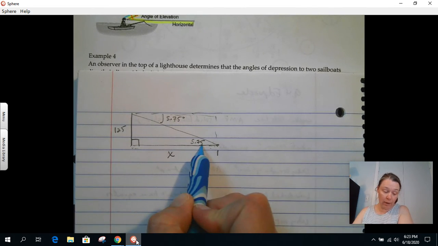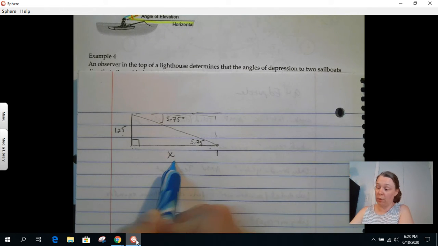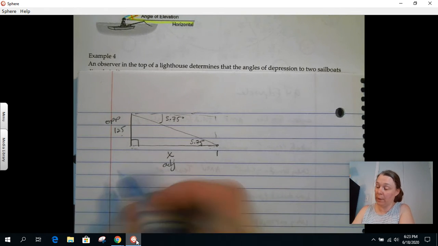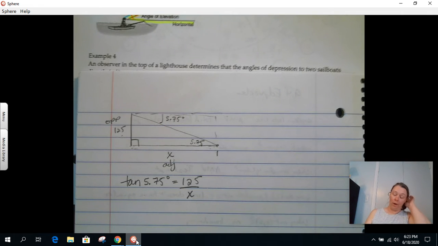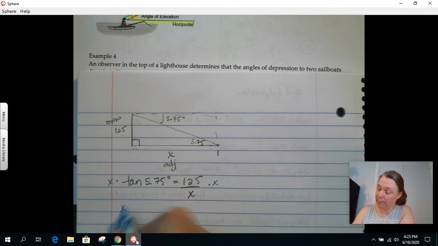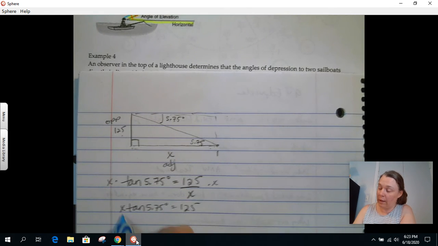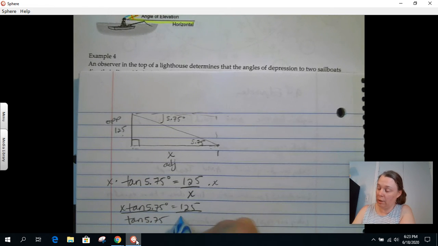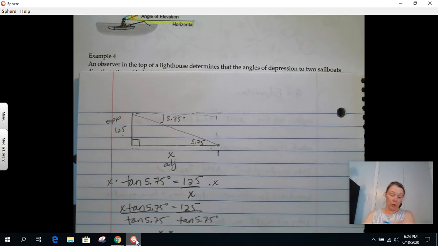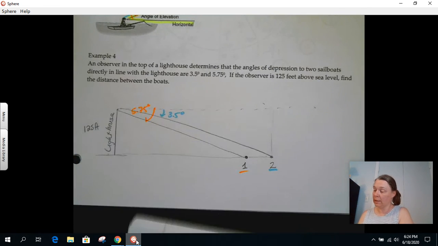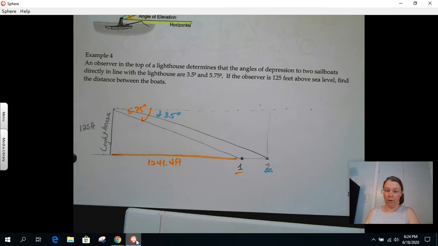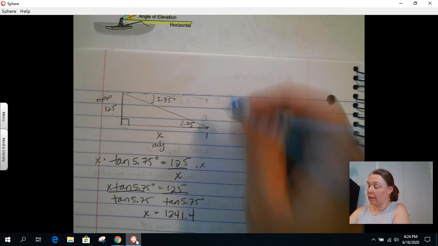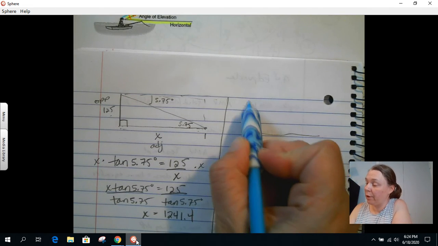Okay, so if I have this angle right here, and I know this side across, and I want to know this one next to it, this is opposite, and this is adjacent. So I could use the tangent: tangent of 5.75 equals 125 over x. I could multiply both sides by x, and divide by the tangent of 5.75. Then you put that in your calculator and you get 1,241.4. So on my drawing, from here to here is 1,241.4 feet.